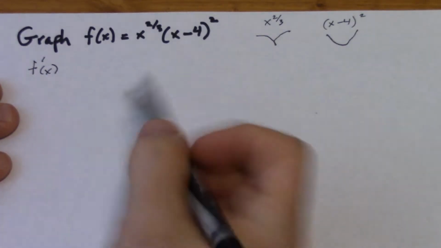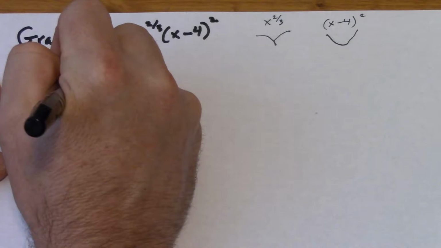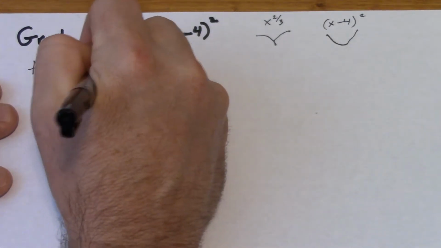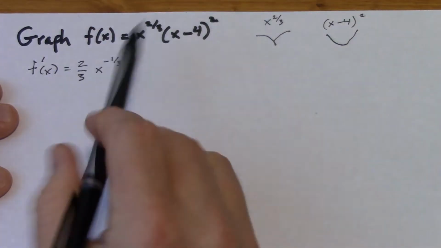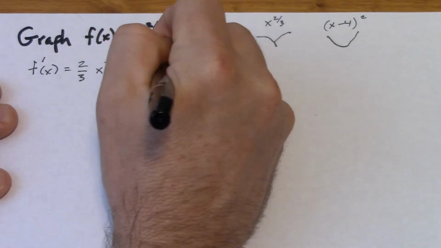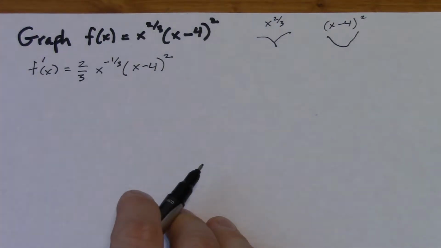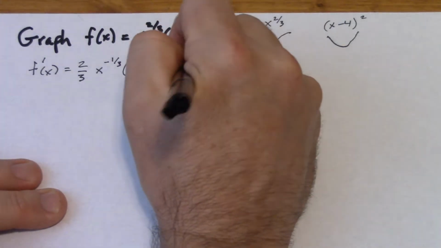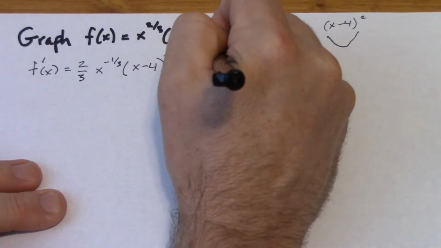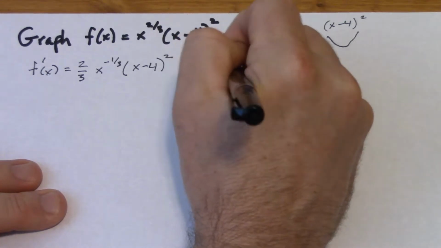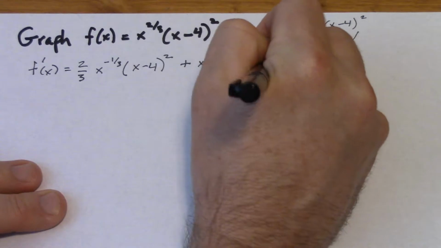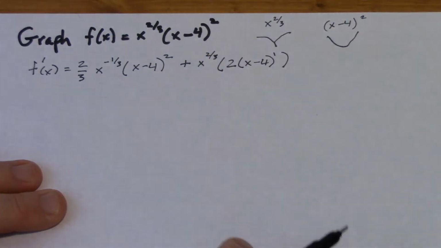Okay, so we use the product rule on this thing. We get 2/3 x to the negative 1/3. Okay, that's the derivative of x to the 2/3. And then we would leave x minus 4 squared alone. Alright, so then plus, we'll leave x to the 2/3 alone this time. And then it's 2 x minus 4 to the 1.